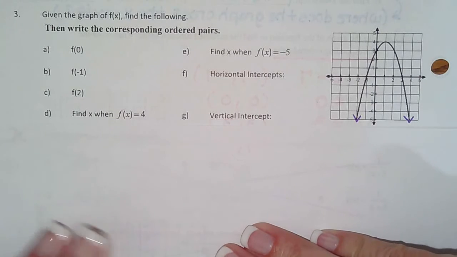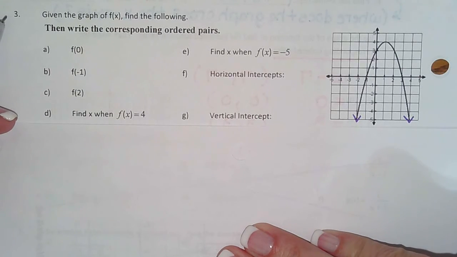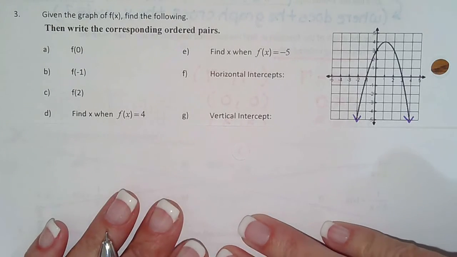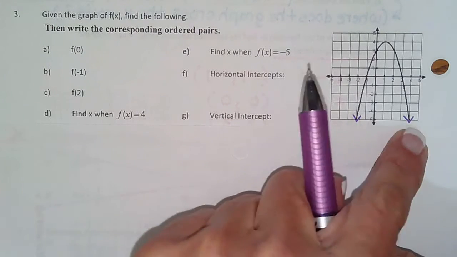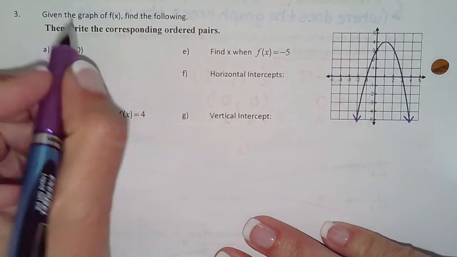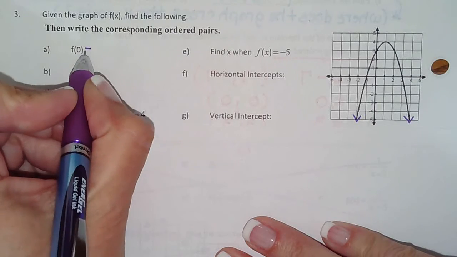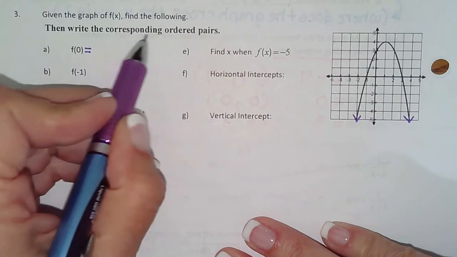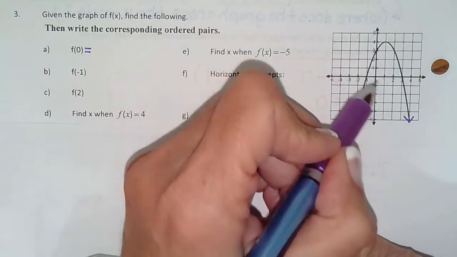Okay, we were just beginning on number 3 on page 4, the last page of our lesson 4 notes. So I was explaining about the arrows. So let's go ahead and start. Notice the directions do say write the corresponding ordered pairs too.